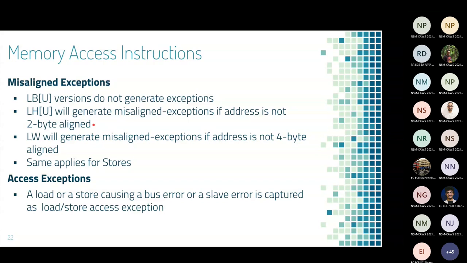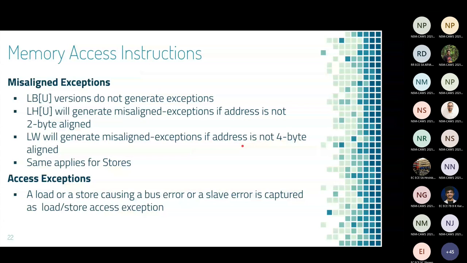Similarly, a load word will generate a misaligned exception if the address is not 4-byte aligned. So 0, 4, 8, 12 are all valid, but 1, 2, 3 or 4, 5, 6, 7 are all invalid load word addresses. For all of those cases, if your final address, that is the base plus index, is a multiple of 4, only then you should proceed, else you should generate a misaligned exception. The same applies for store.